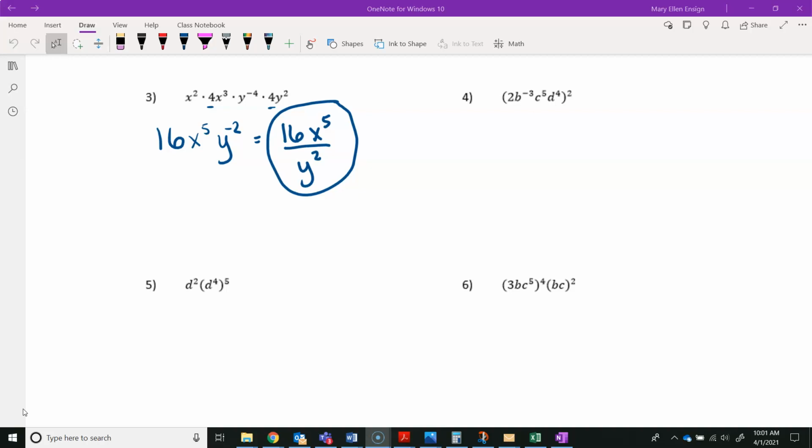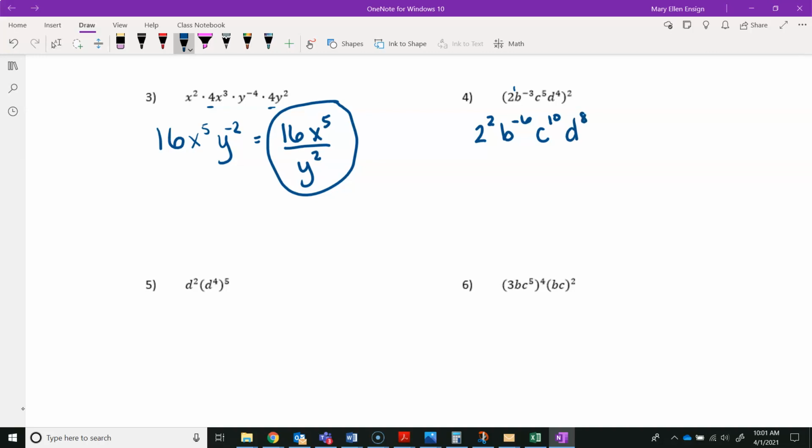So here in number 4 we see that we have the power rule. We have an expression here raised to the second power, so we know that we're going to take this outside exponent of 2 and multiply it by all of the inside exponents. And we're remembering that the 2 inside the parentheses needs an exponent of 1 on it. So we're multiplying the exponents, remember, not the base. So we have 2 to the second power, b to the negative 6th power, c to the 10th power, d to the 8th power.